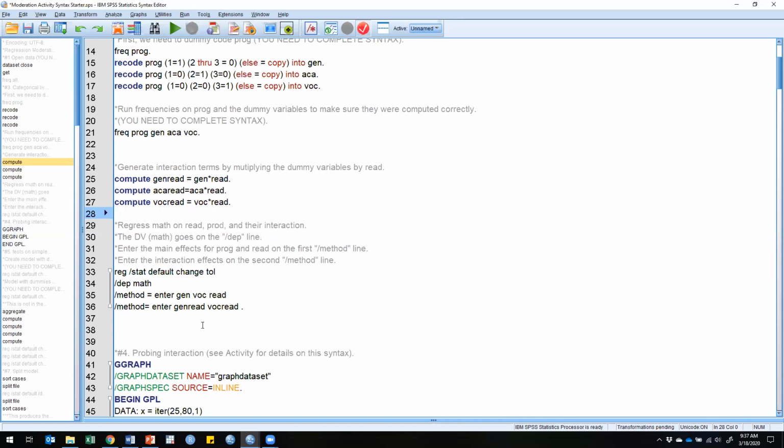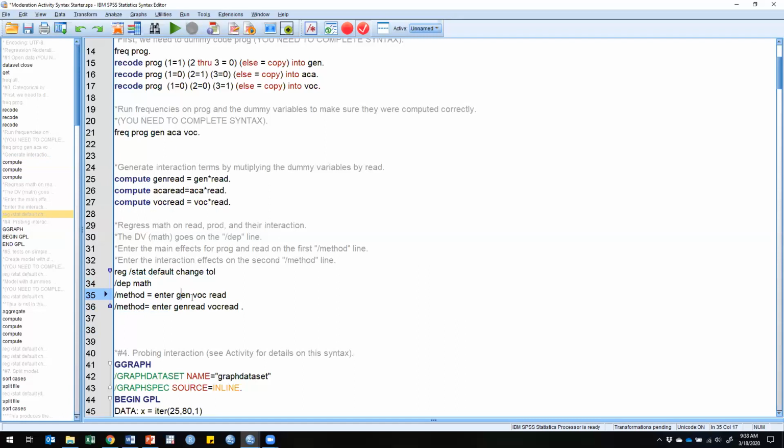And so I've tried to annotate what's going on here. Our dependent variable goes on the /DP line. And then for each block of variables that we're going to have, we have a separate method equals enter line. So we're going to enter in our main effects. Since we asked for academic to be our reference group, we're going to exclude it.